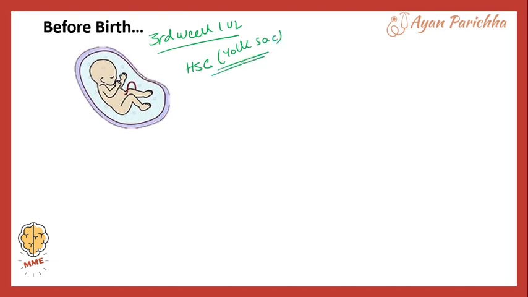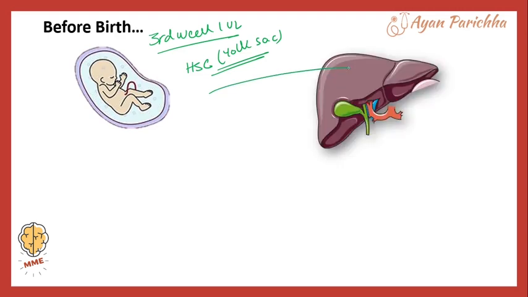Now what happens? This hematopoietic stem cell goes to an organ that is very, very much known to you. What is that organ? That organ is known as liver. At around what time? At around third month, again of intrauterine life. So from the yolk sac, the hematopoietic stem cells move to liver at around third month of intrauterine life.